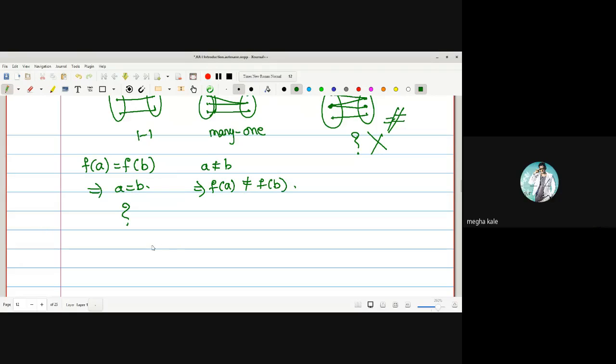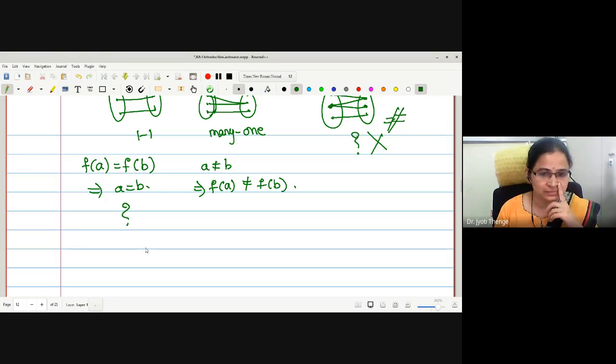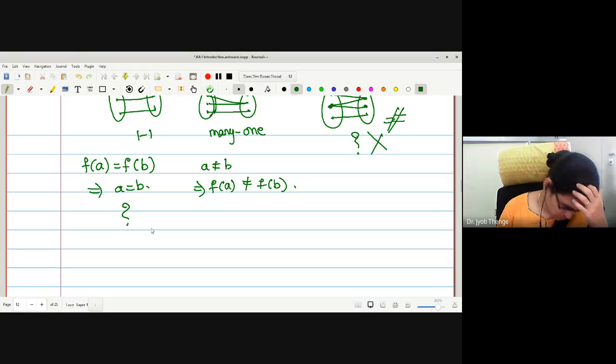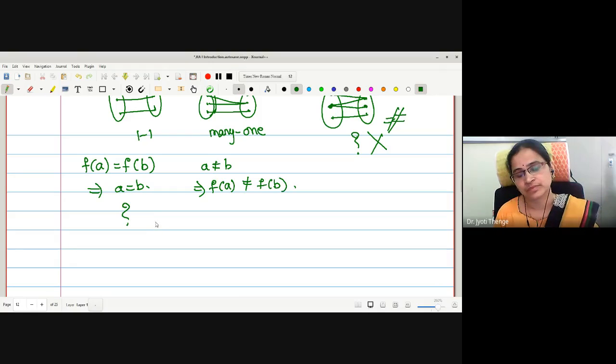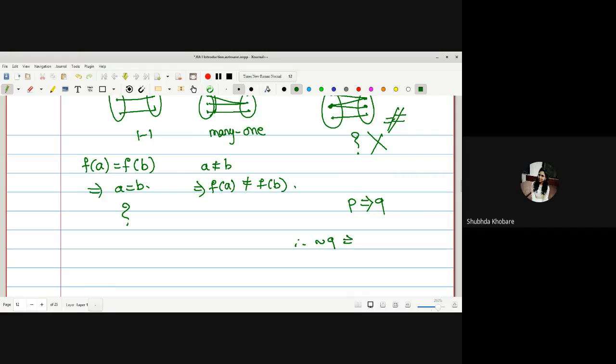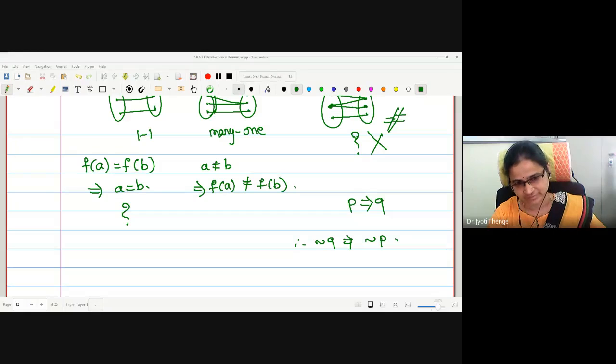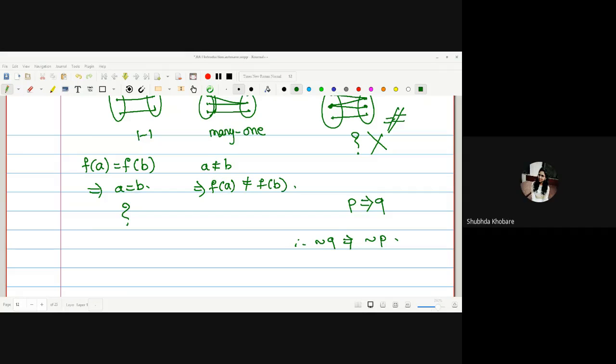Why are we proving like this? Negation of negation. Good. Correct, the contrapositive statement we are using. What is the contrapositive statement? P implies Q. The contrapositive is negation of Q implies negation of P.